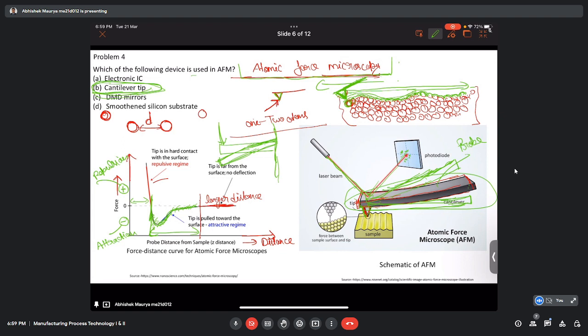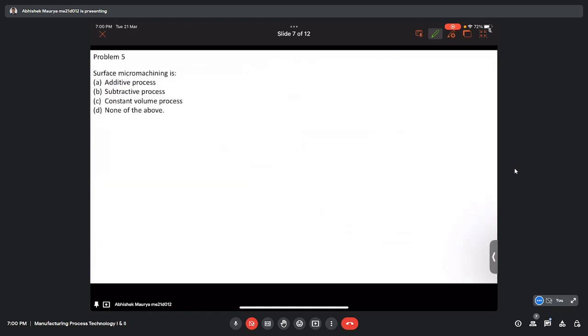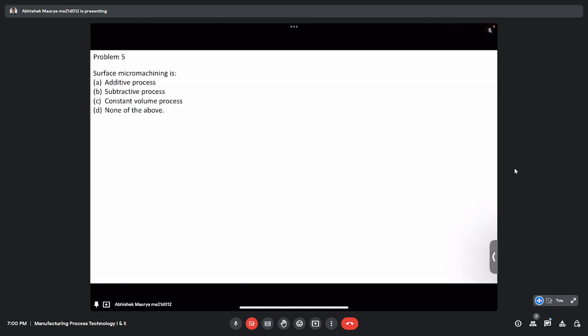Is it clear, or is there still some doubt regarding atomic force microscopy? Shall I move to the next problem, or do you need clarification? Since there is no doubt, I am going to move to the next problem, but later on if you feel any difficulty you can ask me. Please read problem 5 and try to give your response in the chat box.